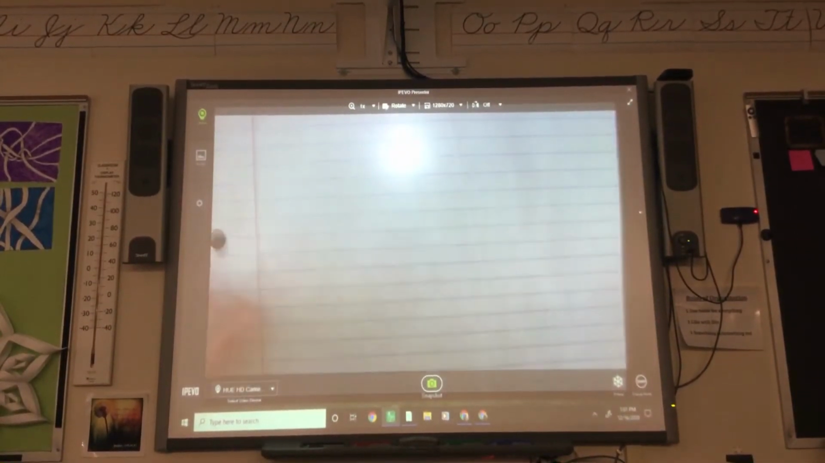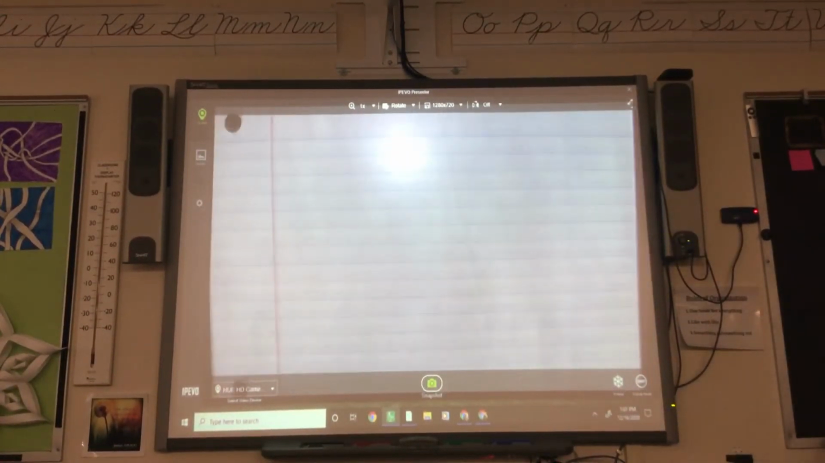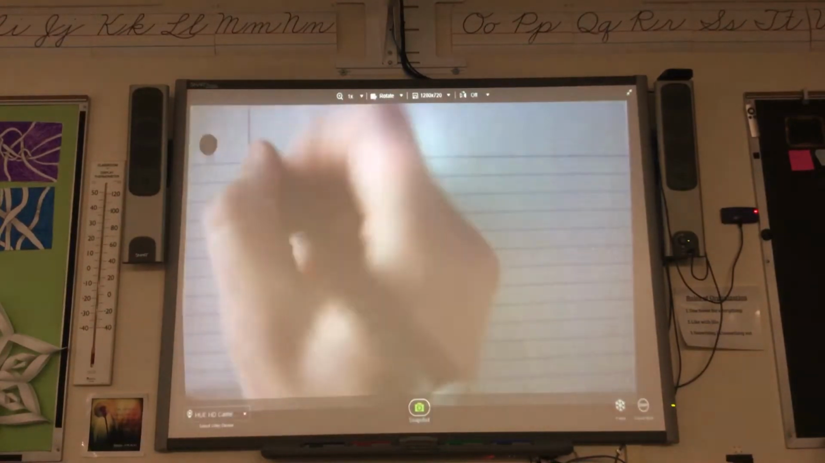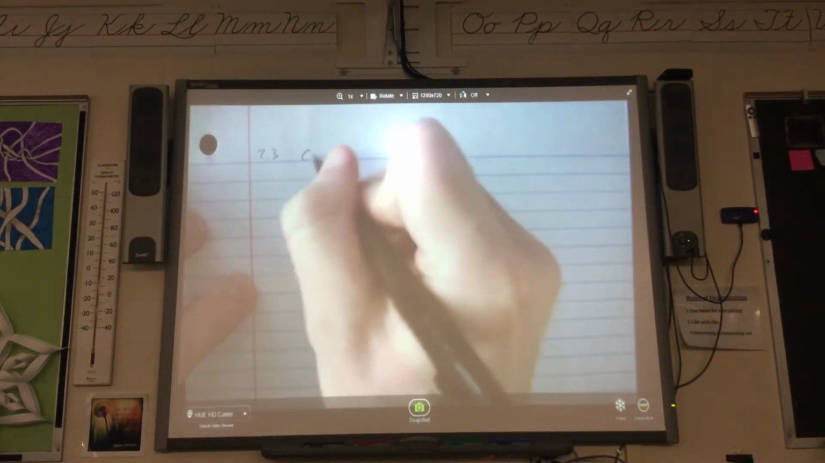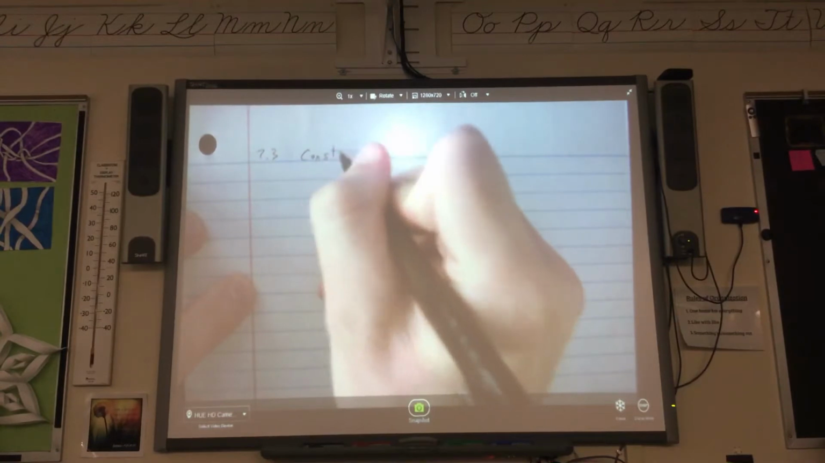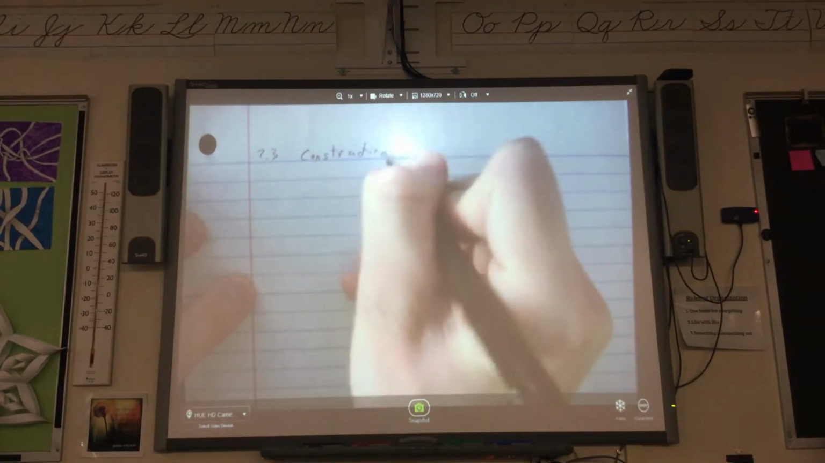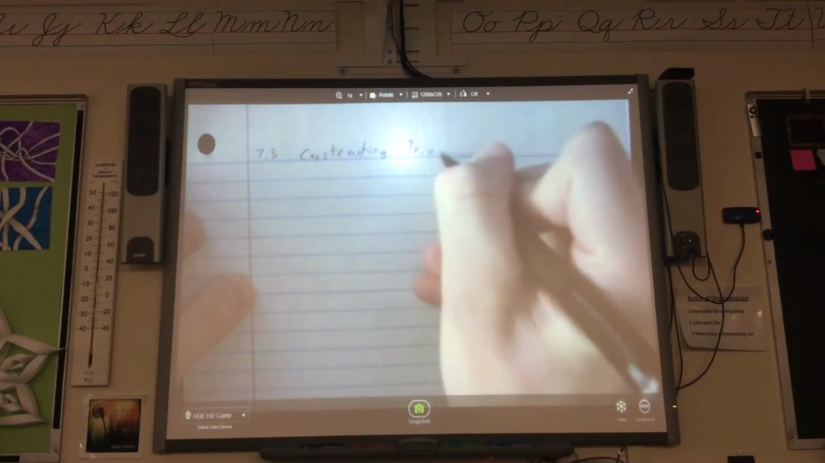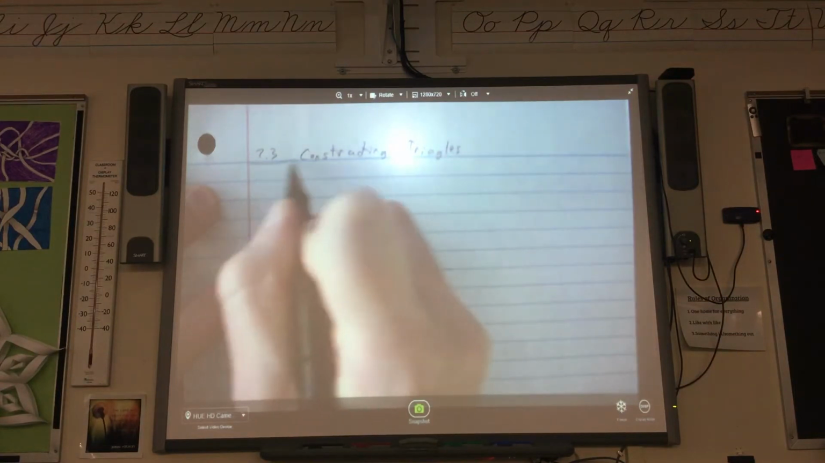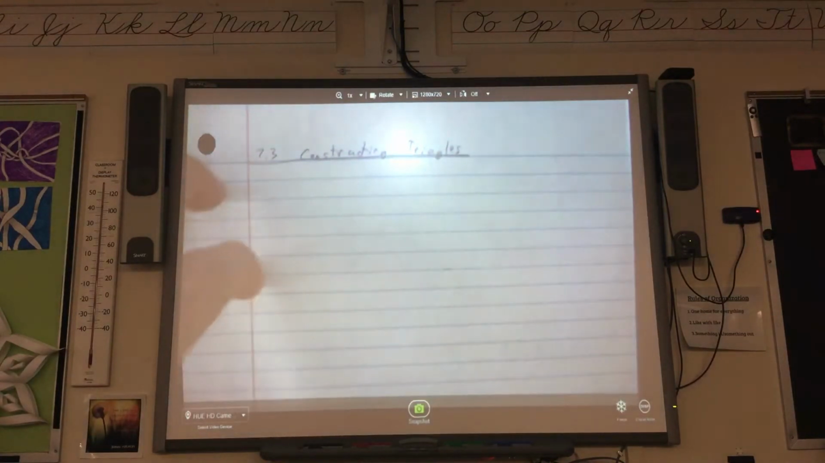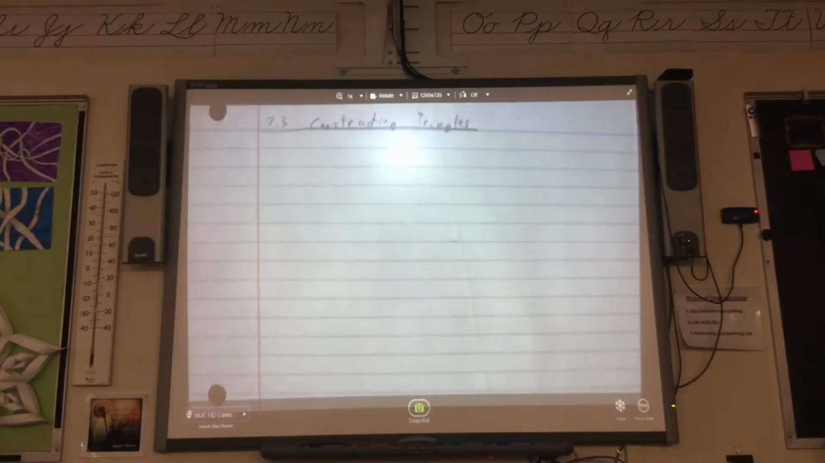Alright, we're on 7.3. Constructing triangles. And this, I think, is one of the really cool things that we can do. So if you look on page 85, it talks about different types of angles and sides.